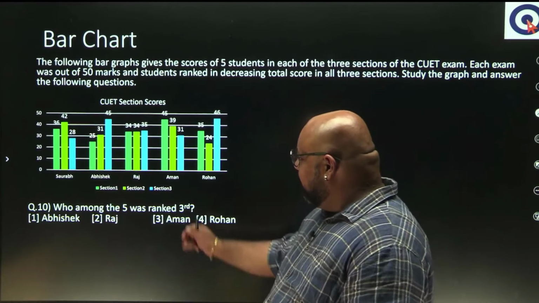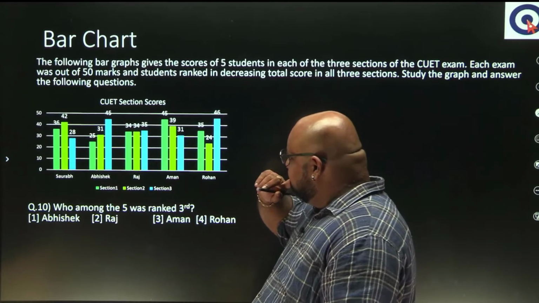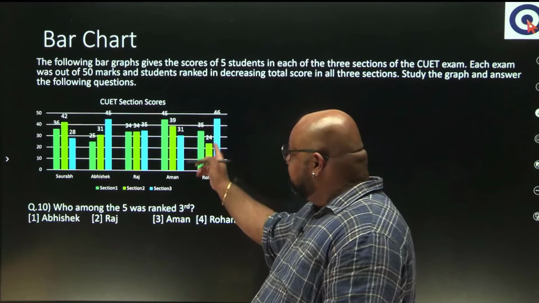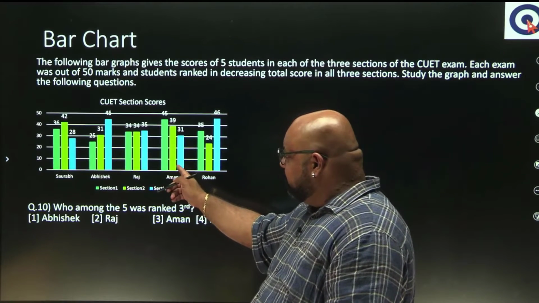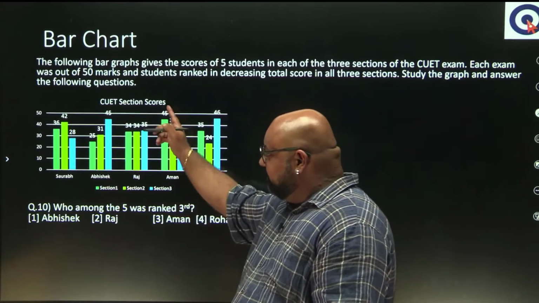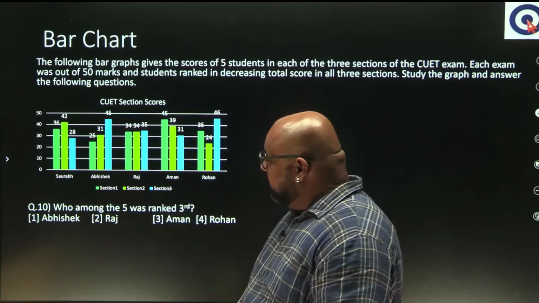If I look at Aman and Rohan, Aman will be placed higher than Rohan because Aman has scored more in 2 subjects. Here the difference is just 1. Raj will be less than Aman for sure. Similarly, Aman and Abhishek, Aman will be higher. Abhishek and Saurabh, there it is pretty close.